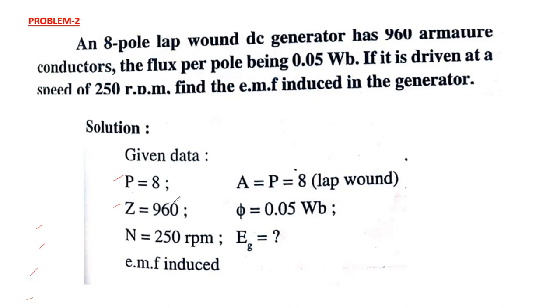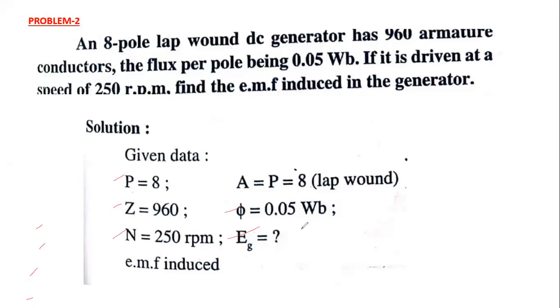Next, the flux per pole is 0.05. Flux per pole means phi. If it is driven at a speed of 250 rpm, speed means N. Find the EMF induced in the generator, that is EG. In lap winding, A is equal to P.